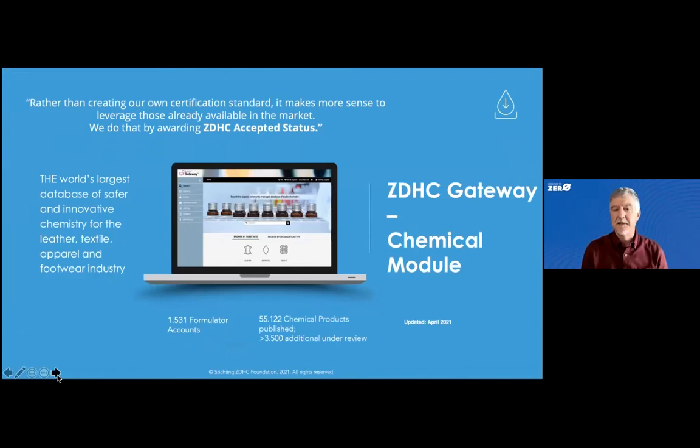As I mentioned, this Gateway is pretty much the largest database of safer chemistries, safer being that they meet the MRSL, that's available to the industry. This was data that I had pulled up from a presentation back in April, but at that point we had over 1,500 formulators, so chemical formulators, that had accounts on there, and we had about 55,000 chemical products that had been published to the Gateway.